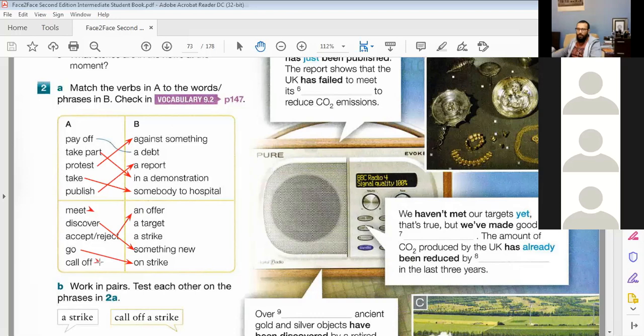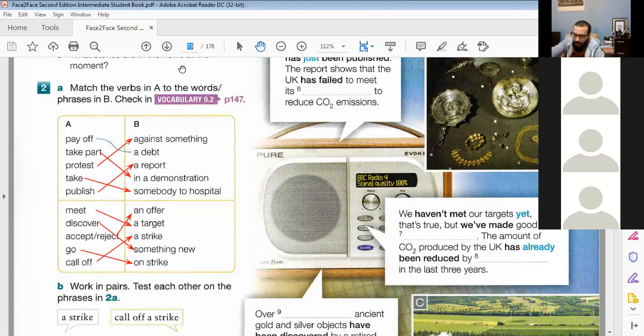Call off a strike. Correct. So this means, Raja, how can we use meet? Meet a target. Right. That's it. All right, so all of these words are related to the news. I don't know if you know their meanings, but I think it's better if we check the meanings quickly in the summary, because we're going to use these words and phrases in the reading.